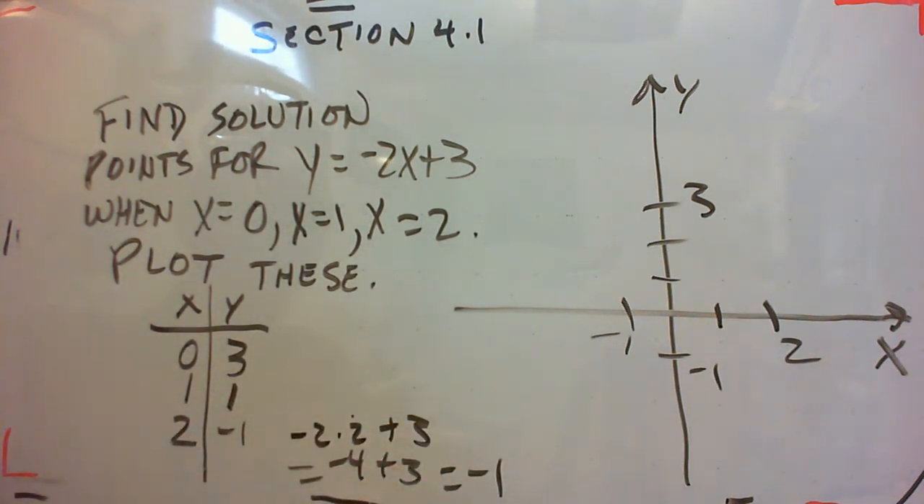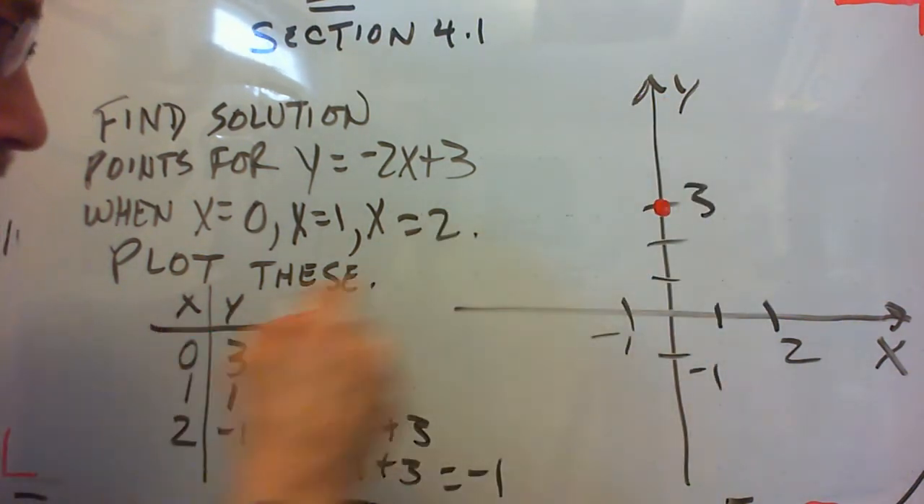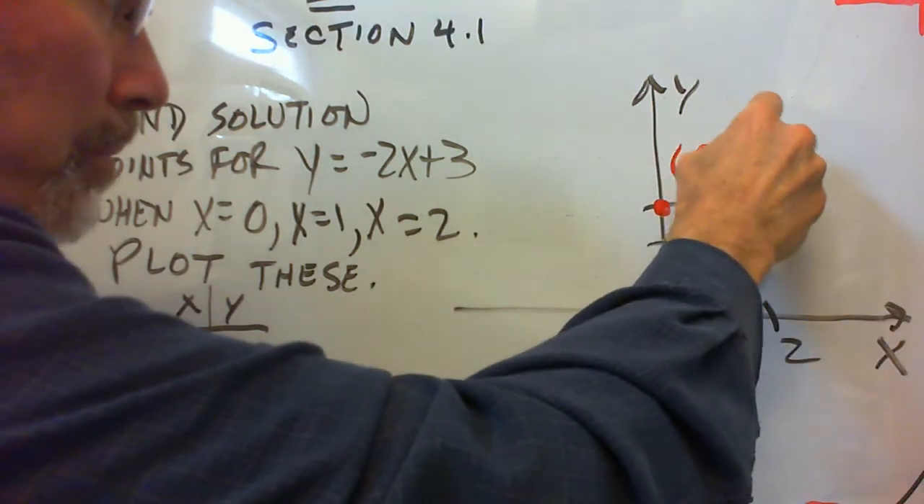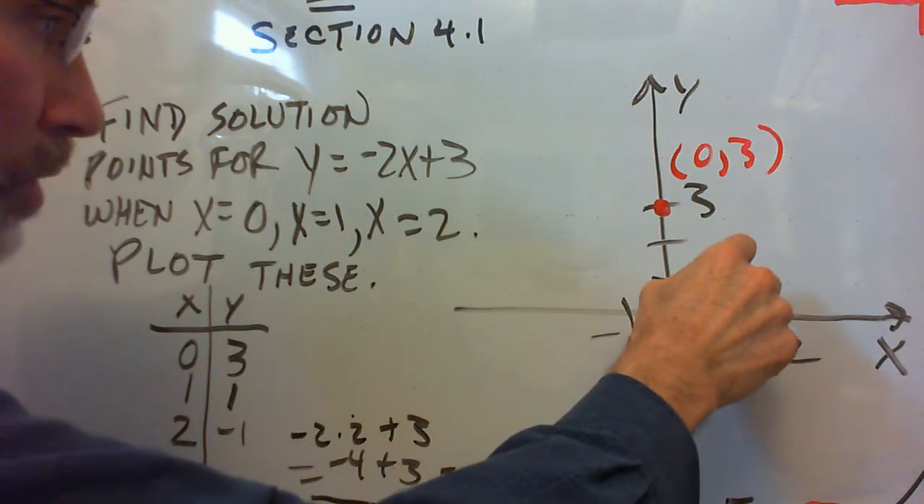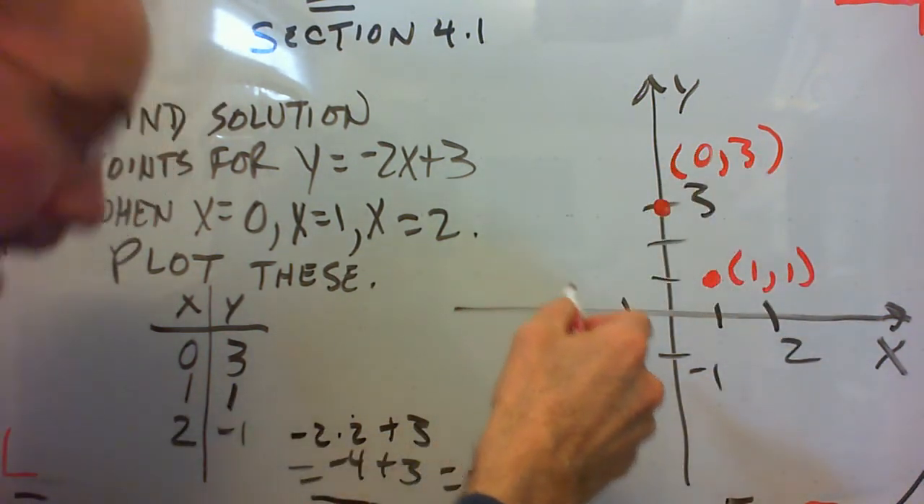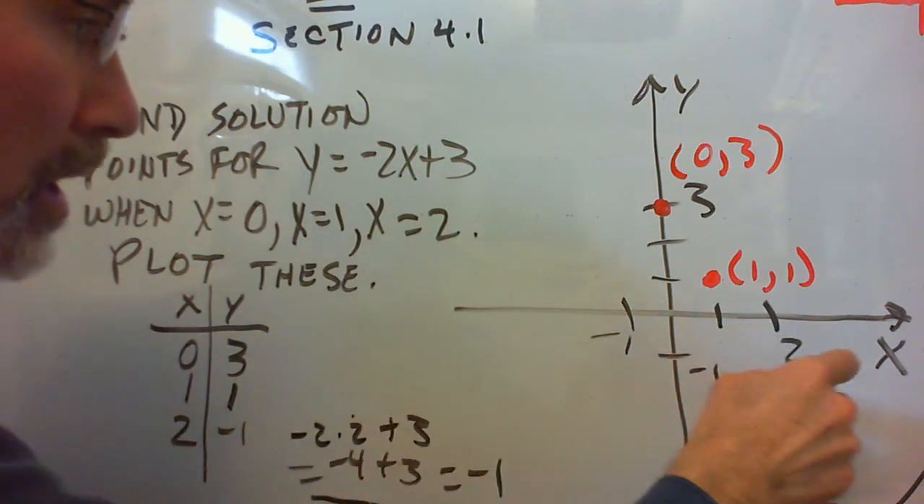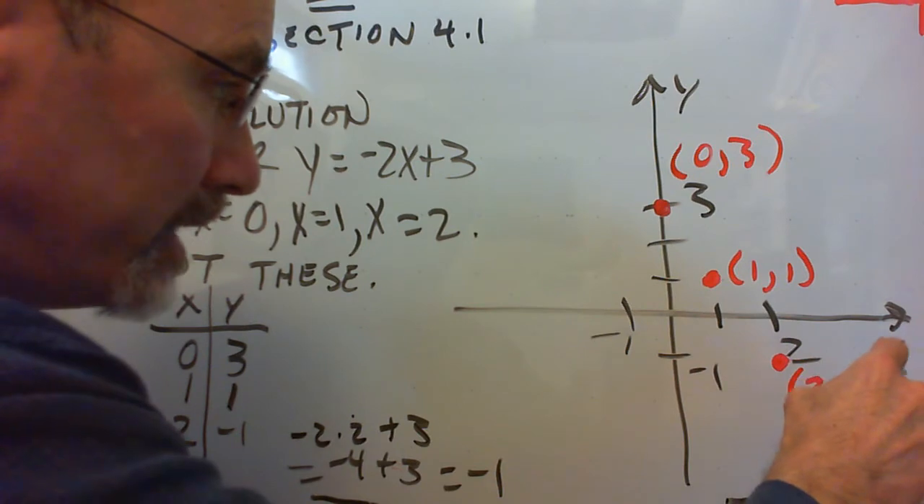Okay, so now we plot these 3 points. 0, 3: x equals 0, y equals 3 is on the y-axis, so that's the point up here. 1, 1: x equals 1, y equals 1 is this point. And x equals 2, y equals negative 1 is this point right down here.